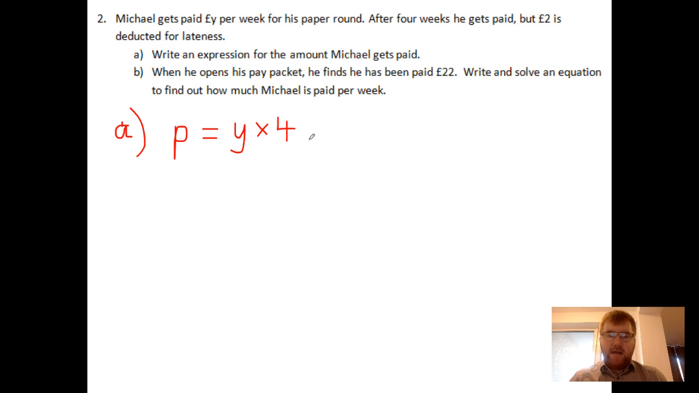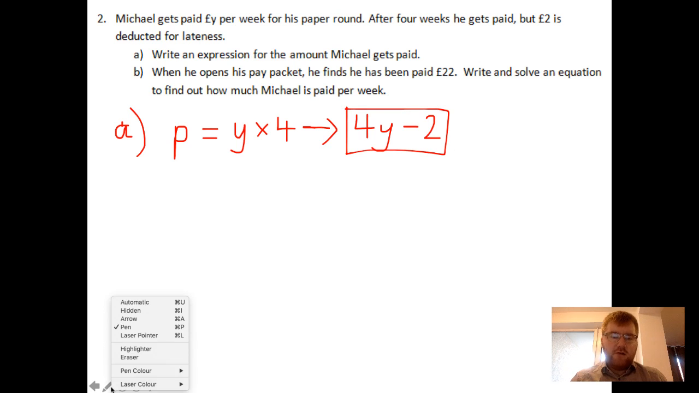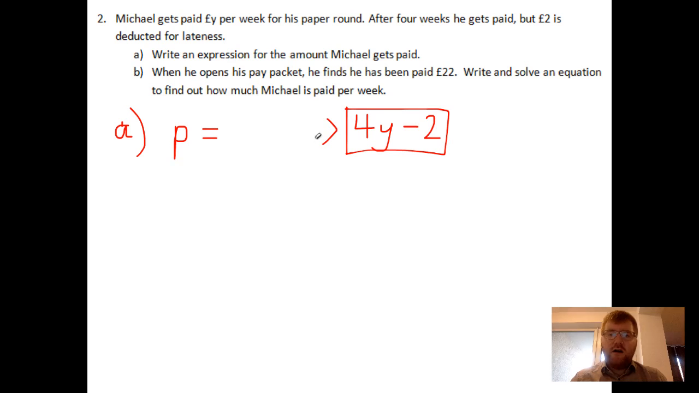Of course, this is bad algebra, so we like to write this as, I'm going to use an arrow, you'll see why, 4y. However, this is not the final part of the story, because we also take off £2 for lateness. So we need to minus 2, because he gets £2 less than whatever he made over the 4 weeks. So our answer for P, I'm going to be very mathematical here and rub out this part, because that, strictly speaking, is not equal to P. So our answer is 4y minus 2.